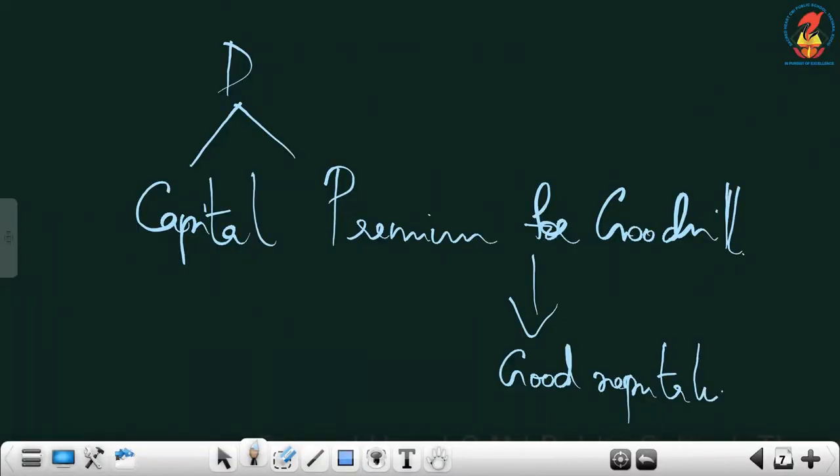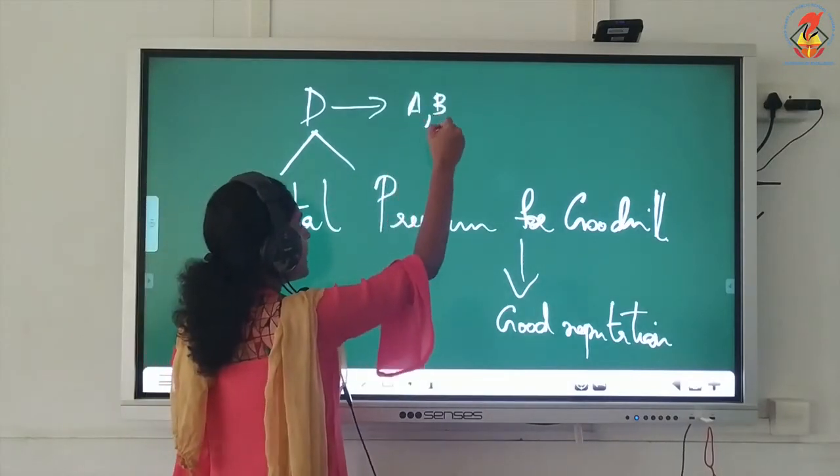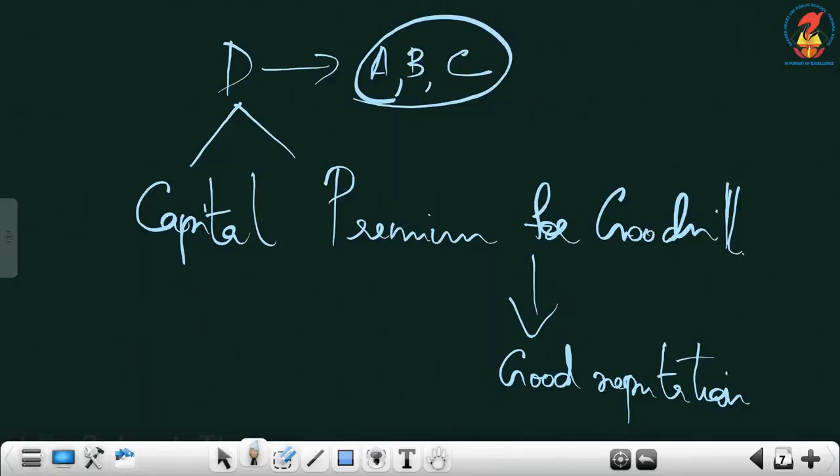But in this particular chapter, premium for goodwill is having a different meaning. D is admitted and he should pay something to A, B and C because these three will be sacrificing their share of profit in favor of D.